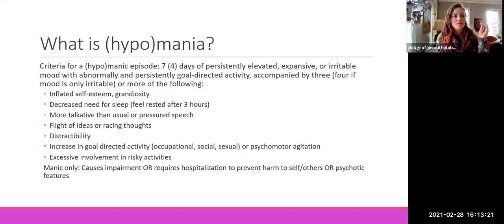There need to be more symptoms if the change in mood state is only to irritability, but don't worry about that too much. These are just kind of the arbitrary cutoff criteria, and we're thinking of this more as a spectrum. So these are the symptoms of being manic.